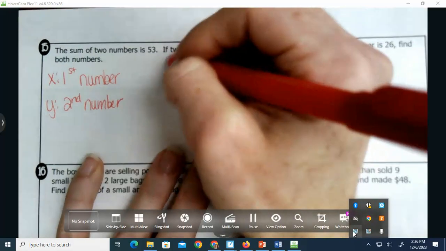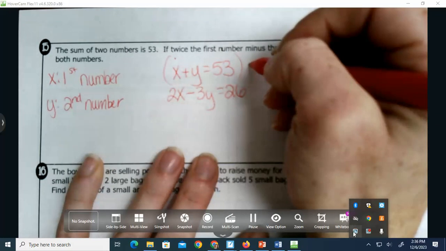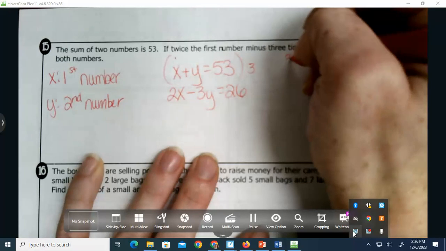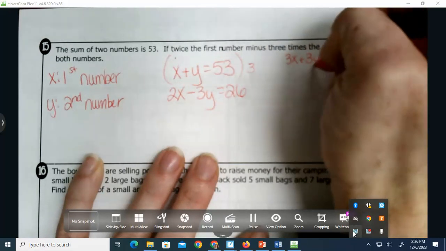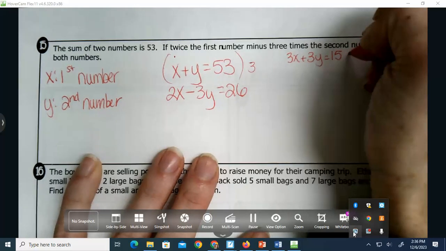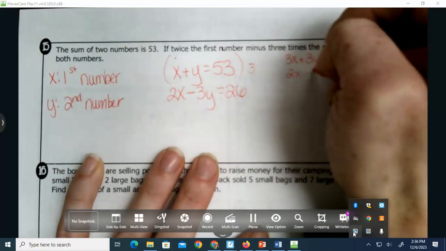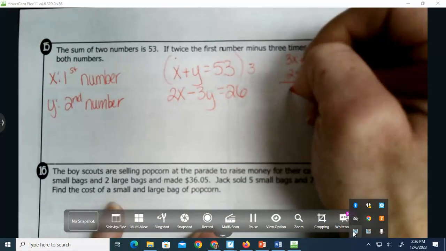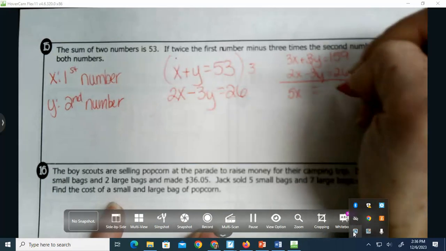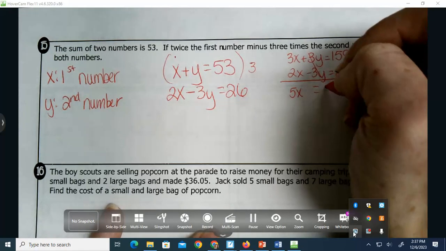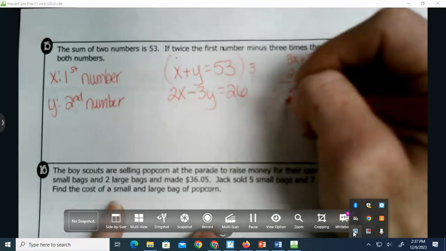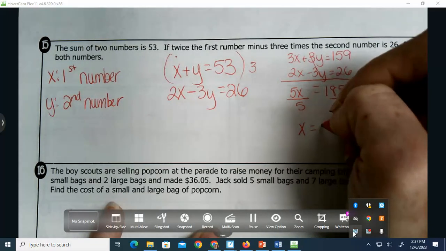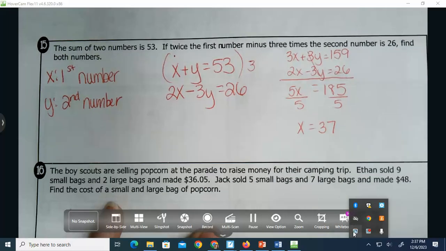All right, then what would be the easiest way to solve this one? Elimination. We could take the first one times -2 if you want to cancel x, 3 if you want to cancel the y. Either way is fine. I'll do 3. So 3x plus 3y equals 159. So we get 5x equals 185. And x is 37.